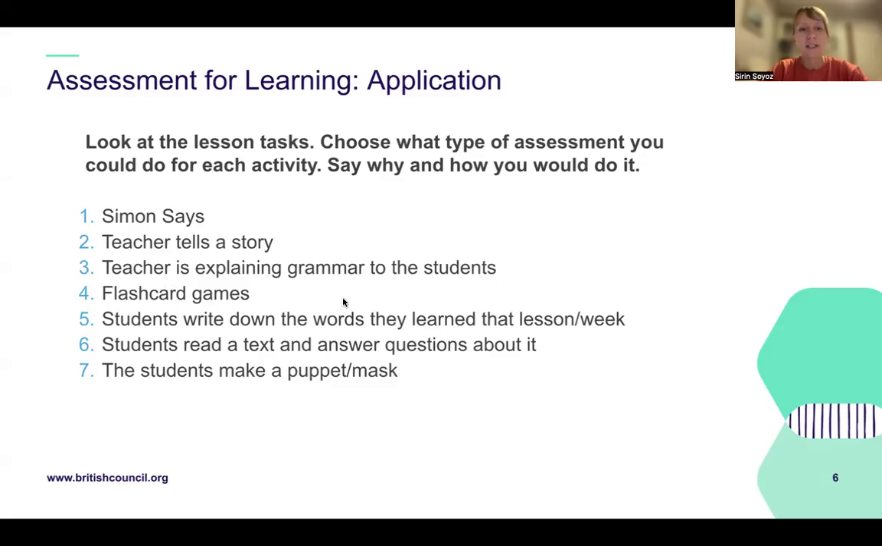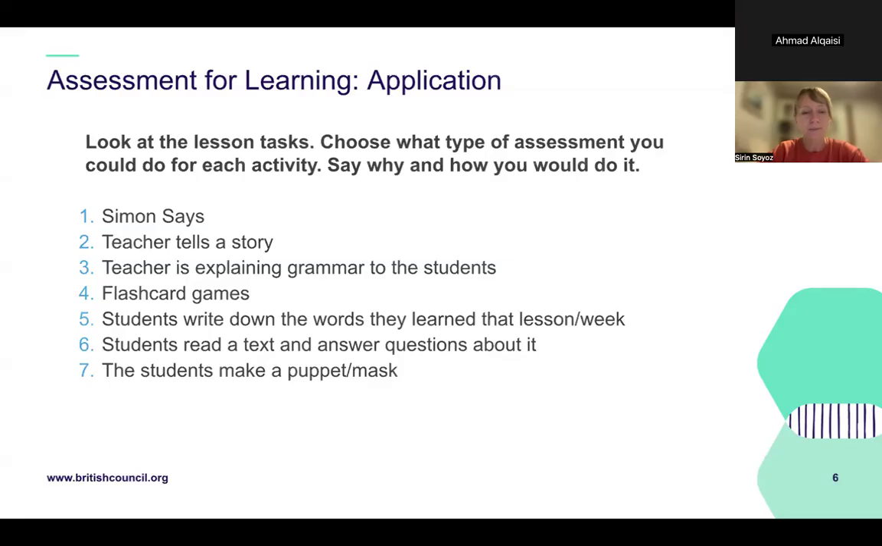Next one, the teacher is explaining grammar to the students, and you want to check their understanding or learning. What do you do? What type of assessment do you use? Ahmed? We can use the traffic light. Can you repeat that, please? We can use traffic light. Okay, great. How would you use it? Can you give an example of how you would use it?